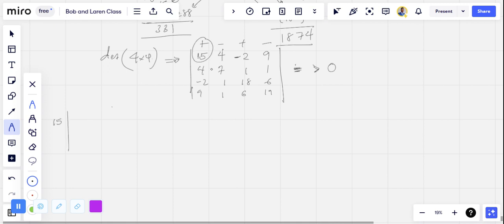Okay, and then you look for the submatrix, the minor matrix. Cross it out. I'll have 7, 1, 1. I'll have 1, 1, 8, 6. I'll have 1, 6, 1, 9. Then you leave it that way.